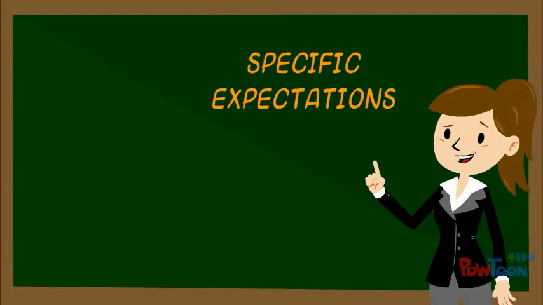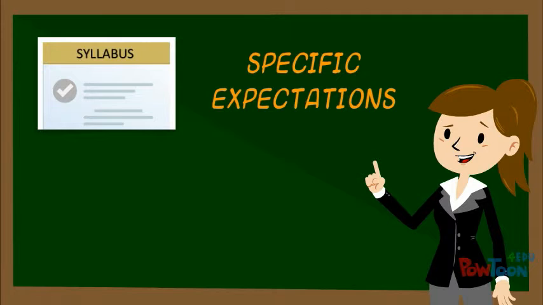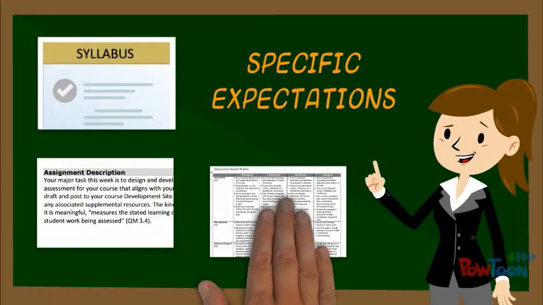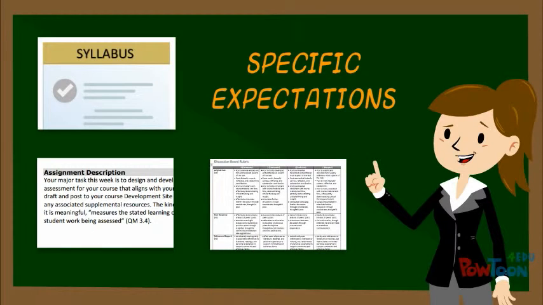Typically, expectations are stated in the course information or syllabus. More specific, task-related performance expectations may be included in the individual task or assignment description. The instructor may also provide detailed rubrics to describe how learner interactions will be evaluated.